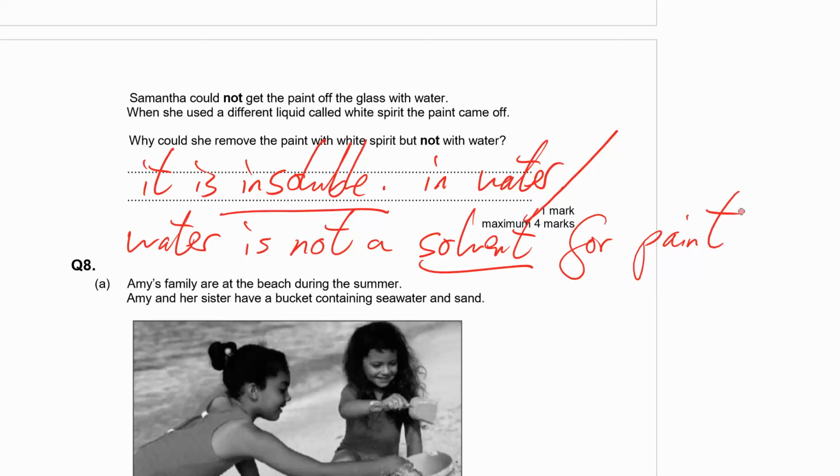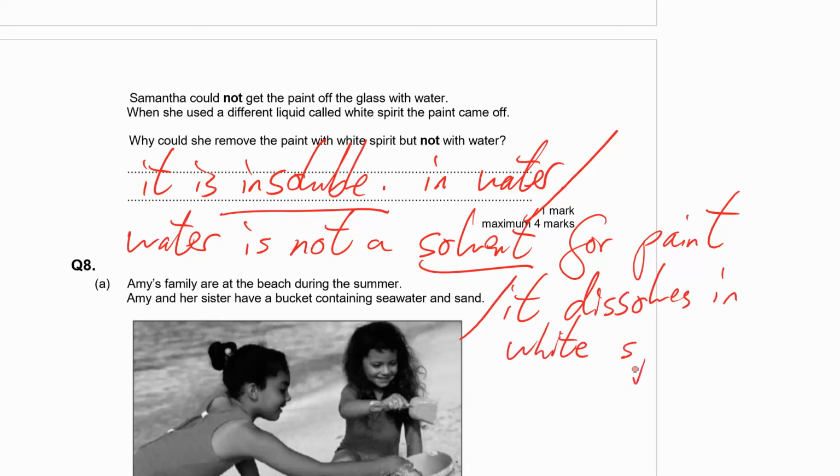You could have also said it dissolves in white spirit. So it dissolves in white spirit. Or white spirit is a solvent for paint.